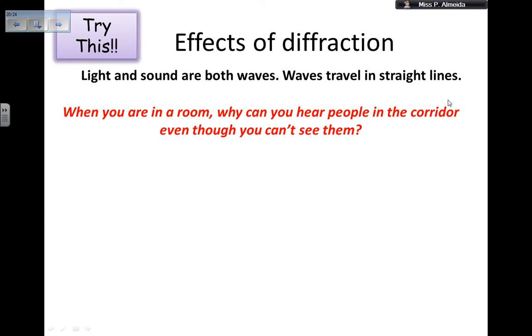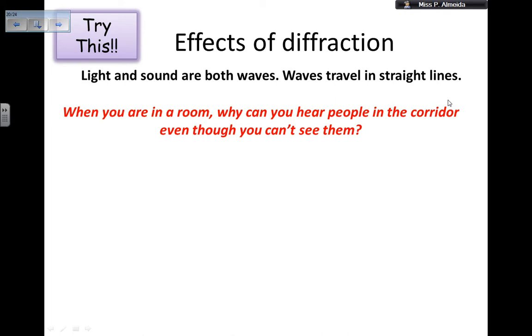Now let's see some effects of diffraction. I tend to do this as a demo, but you can try it at home. Light and sound are both waves, and waves travel in straight lines. So when you are in a room, why can you hear people in a corridor or in another room even though you cannot see them? Get someone in the corridor talking to you. You will hear them through an open door, but you will not see them. And this is, again, diffraction.